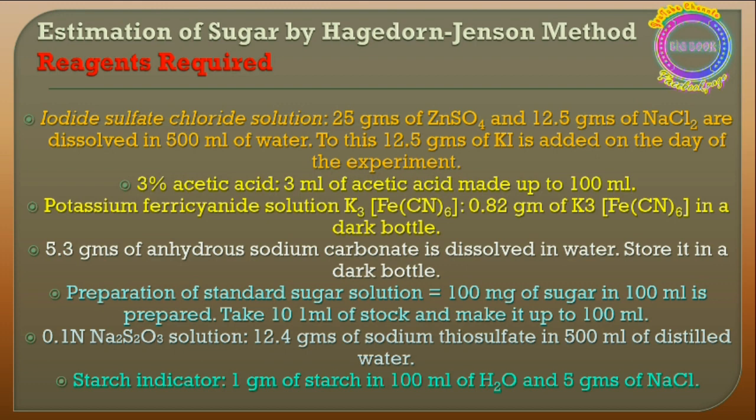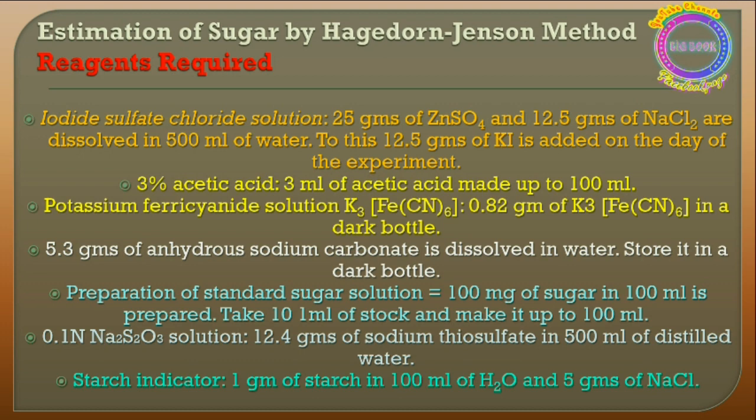Sometimes 1 normality is also used, sometimes N by 40, a ratio of the normality, is also used. In some labs, 0.005 normality of the sodium thiosulfate is also used. So you need not get confused between these different normalities. Sodium thiosulfate at any normality, at a particular volume, gives the result. There is no need to worry.